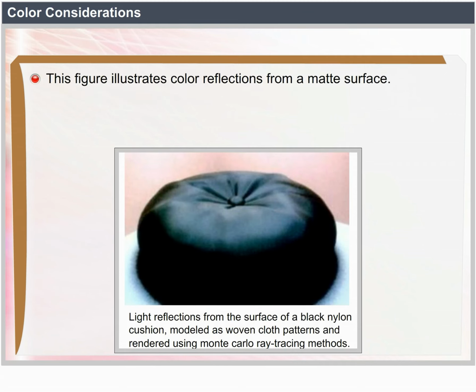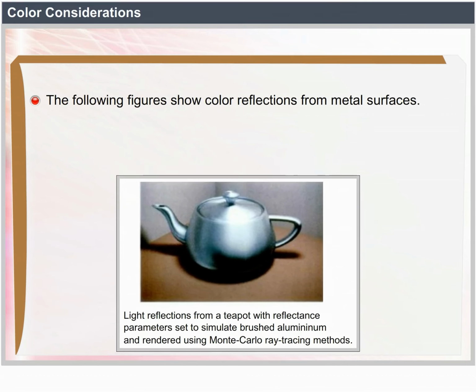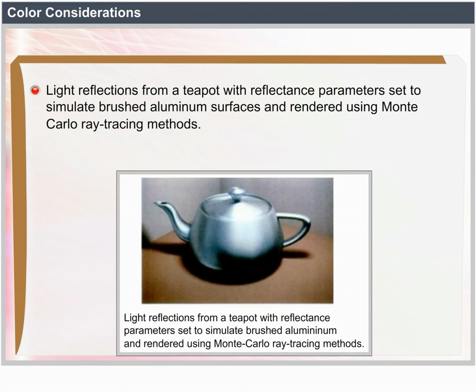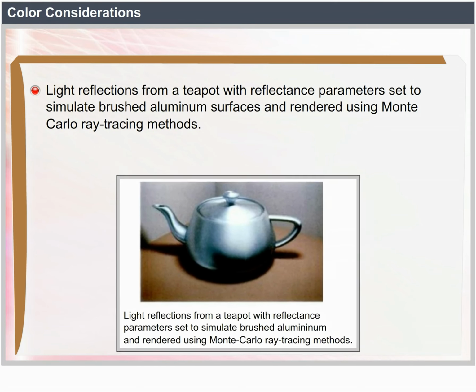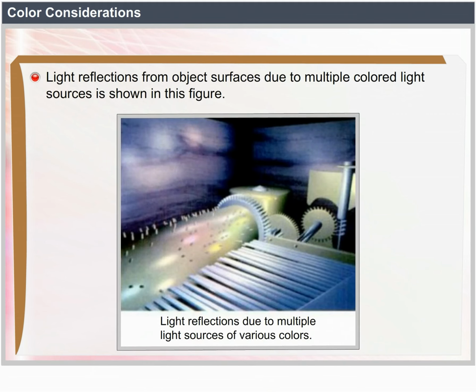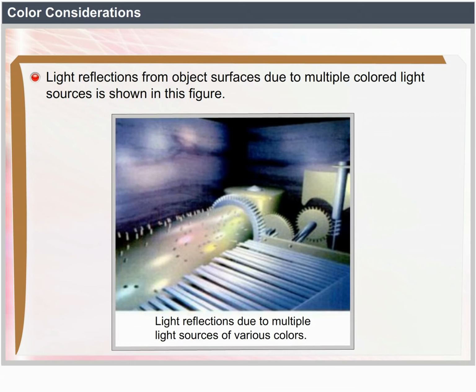This figure illustrates color reflections from a matte surface. The following figures show color reflections from metal surfaces. Light reflections from a teapot with reflectance parameters set to simulate brushed aluminum surfaces and rendered using Monte Carlo ray tracing methods. Light reflections from trombones with reflectance parameters set to simulate shiny brass surfaces. Light reflections from object surfaces due to multiple colored light sources is shown in this figure.